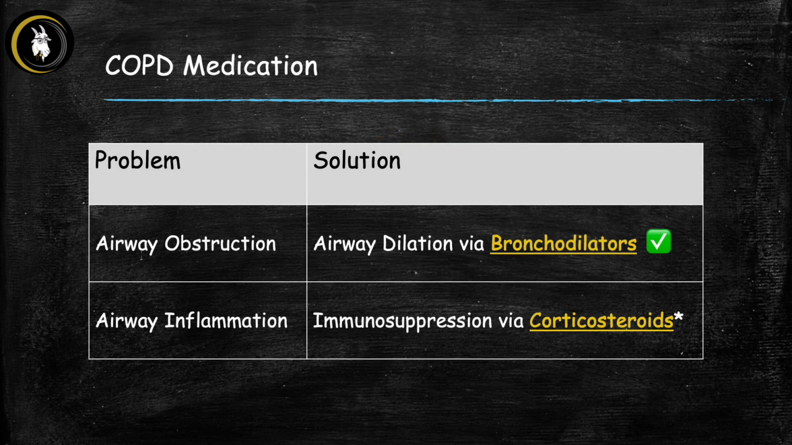All right, so we're finished talking about bronchodilators. Now let's talk about the other class of COPD medication, which are the corticosteroids.